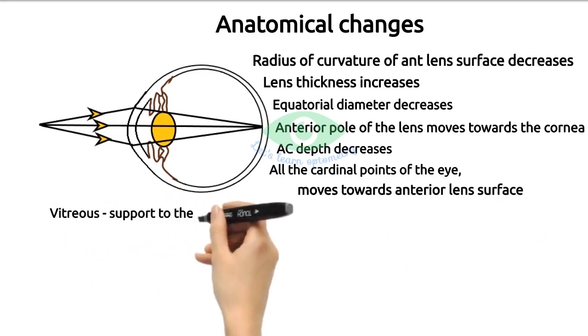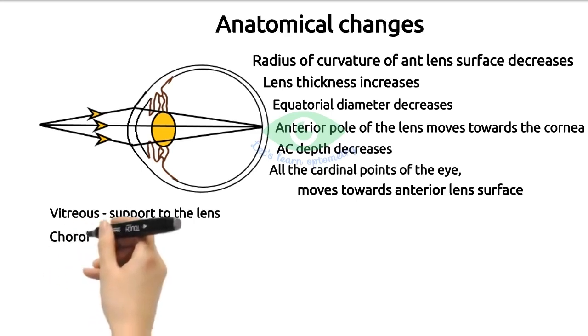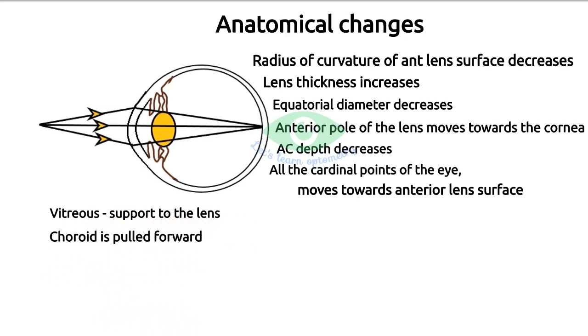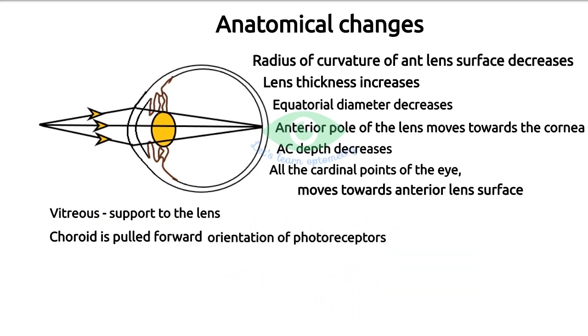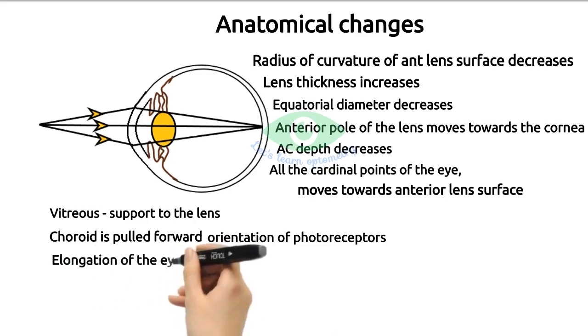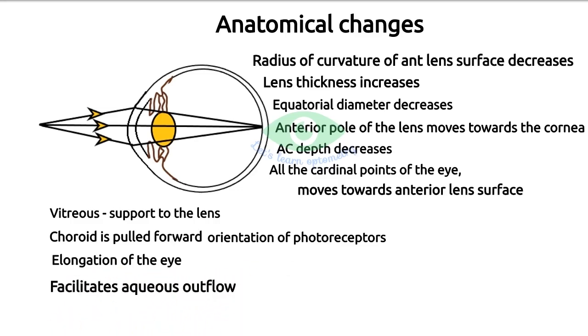The vitreous has a passive role in accommodation, serving only as a support for the lens. During ciliary muscle contraction, the choroid is pulled forward slightly, aiding in the correct orientation of the photoreceptors in relation to the entrance pupil. The contraction of the ciliary body in accommodation, by decreasing the circumference of the sclera, may lead to an elongation of the axial length of the eye. The ciliary muscle and trabecular meshwork are both attached to the scleral spur, and accommodation can cause a widening of the intertrabecular spaces, facilitating aqueous outflow, and can result in decreased intraocular pressure.